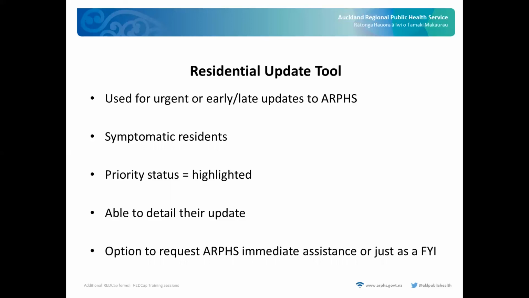So with this, Taylor has created a residential update tool, which will be sent out daily at the same time as the residential symptom checking form, and it's pretty much to be used for urgent or early or late updates to us. The priority status can be identified in this as well. So it could either be an option to request ARF's assistance immediately, or just an FYI to say, hey, this is what happened, mild symptoms, and these are the actions that we've taken.